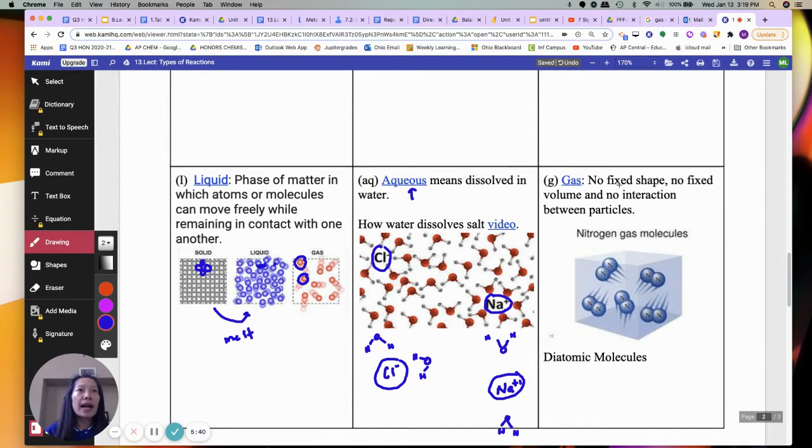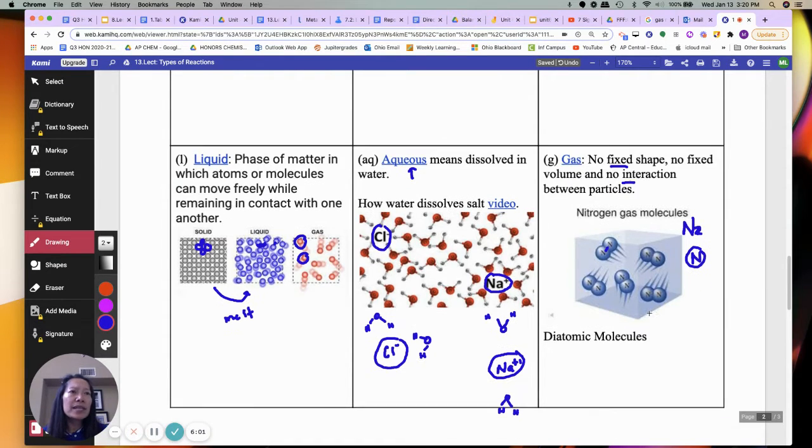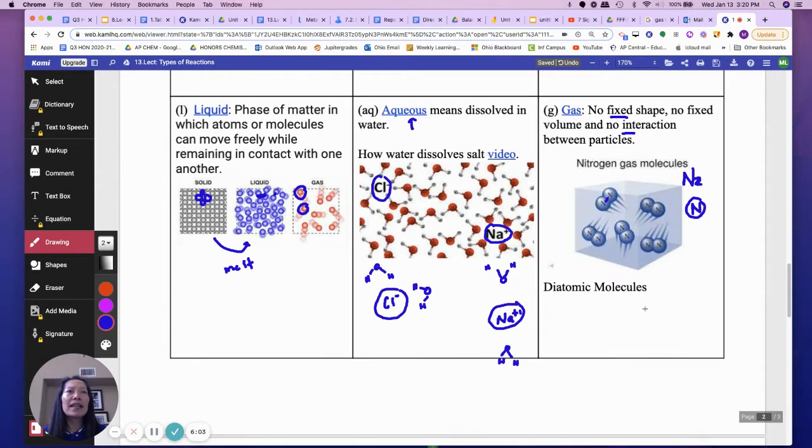Okay, so a gas has no fixed shape and no interaction between the particles. So you might wonder, this is nitrogen gas. Why is nitrogen gas N2? Why isn't it just N by itself? The reason is that N cannot exist alone floating around, and the reason is based on its valence electrons.